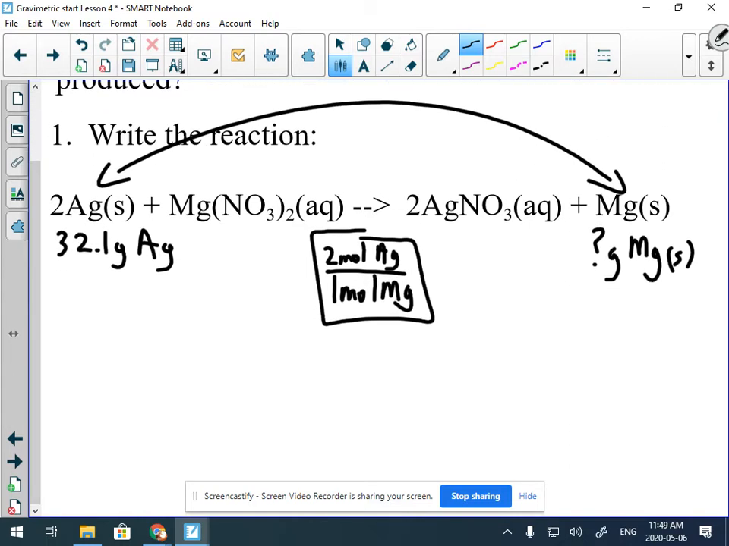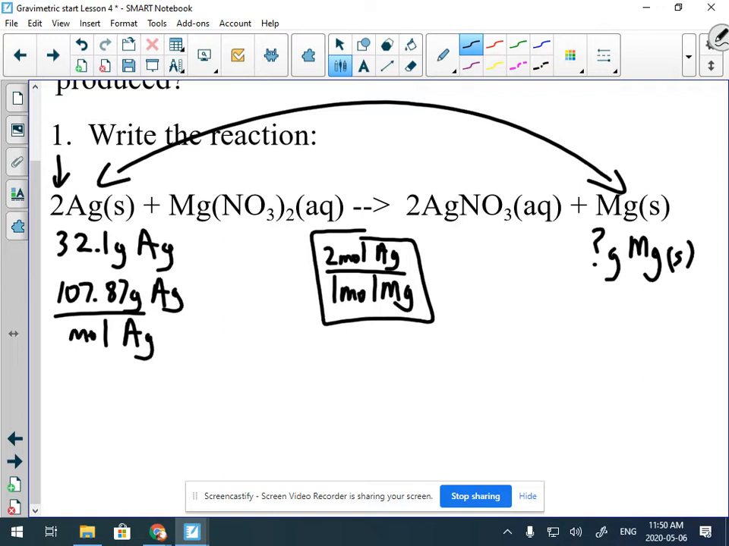One thing that might be kind of confusing that I didn't mention in the previous videos was that the balanced coefficient doesn't affect the molar mass. That 2 doesn't mean that I multiply the molar mass of silver by 2. It's everything that's after the mole, after the balanced coefficient, that affects molar mass. So the silver molar mass is just silver on the periodic table, which is 107.87 grams per mole. Okay, now to keep this straight, that's grams of silver per mole of silver.